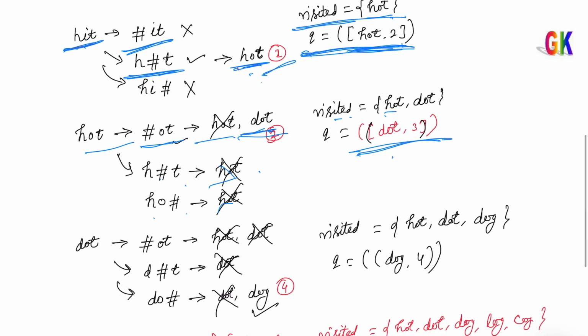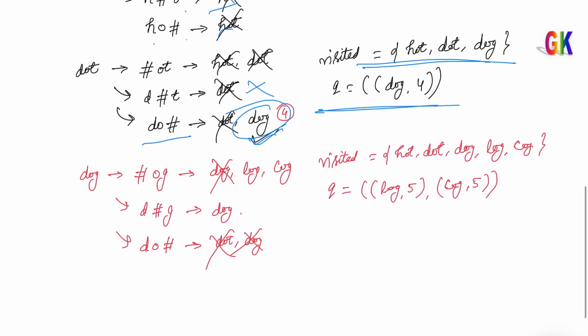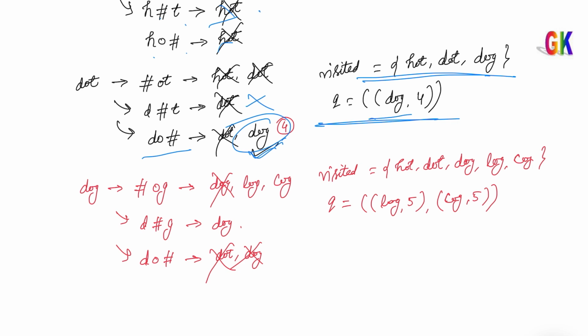and dot are already inside this queue, no need to take. Then d*t, dot is only there, no need to take. And do*, if we change the third character, then dot and dot are already there, dog is a new word that has come, so this will go inside this visited set. So hot, dot and dog, 3 words are there. Now we have popped this dot, and again we will push this new word inside this queue, so dog, 4. Now see, this new word is there in the queue, we will pop this one.